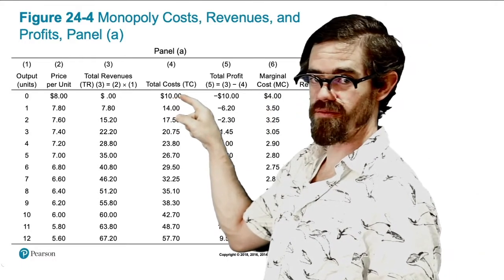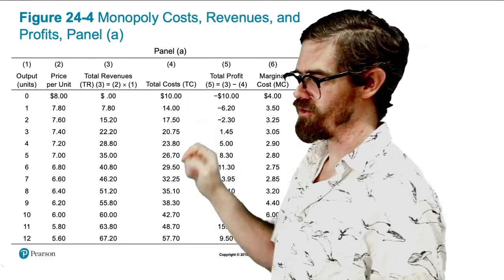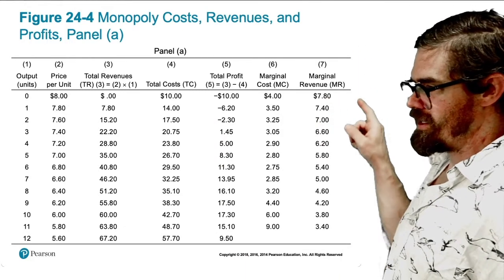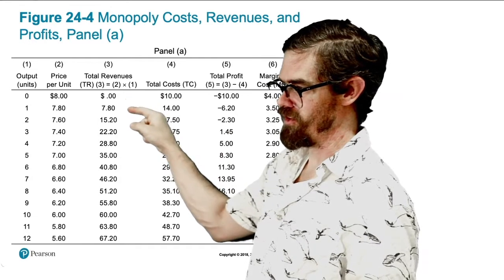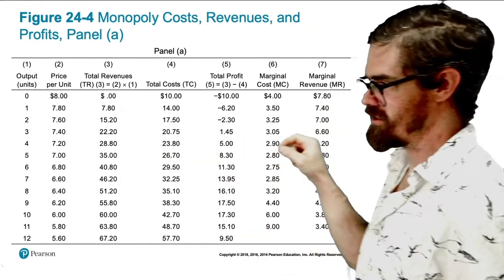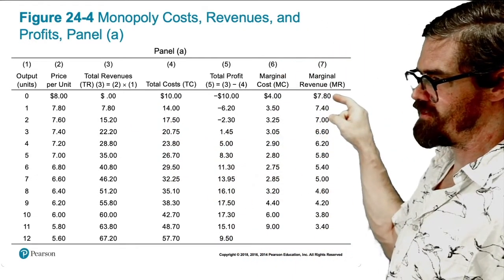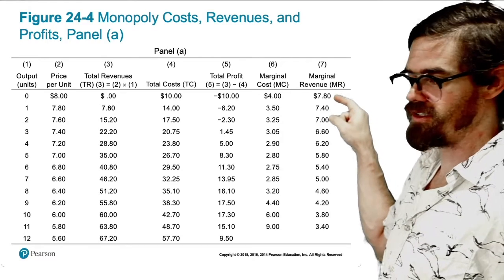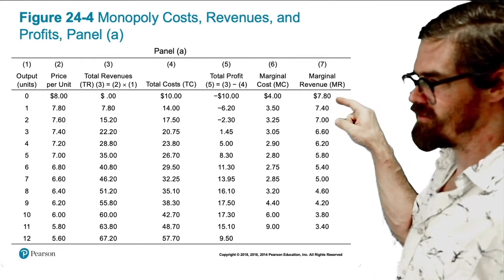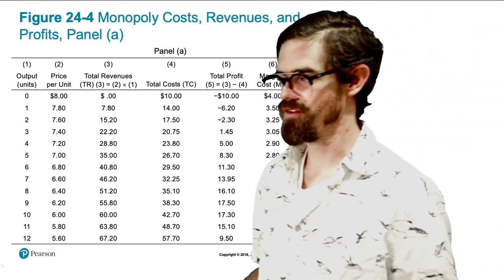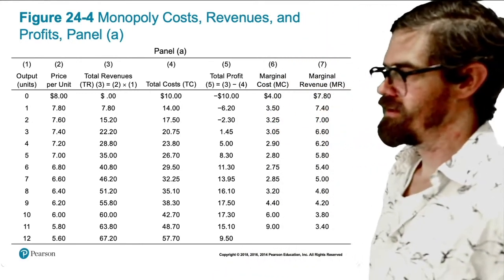What's the additional cost of making one more unit? It's just the change in total cost. And then marginal revenue, similarly, is just the change in total revenue, right? Going from one unit to the next. So here we've got $7.80 for the first unit. So producing the first unit increases total revenue by $7.80. And you can verify these for yourself for the rest of those.